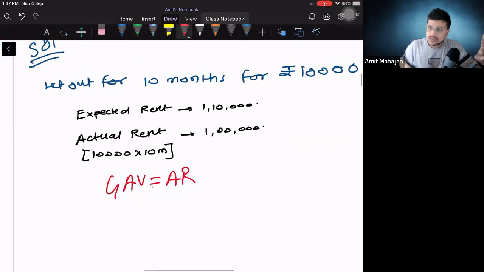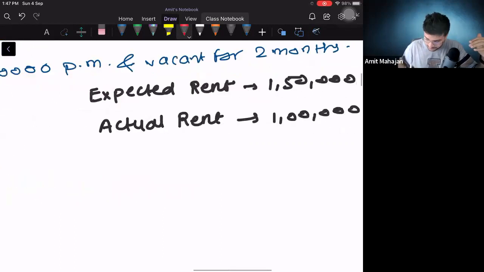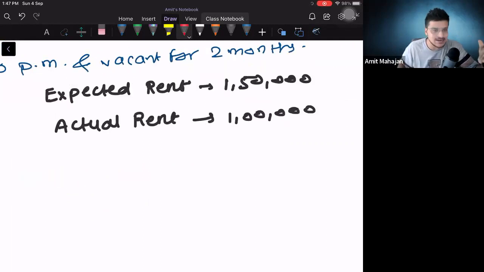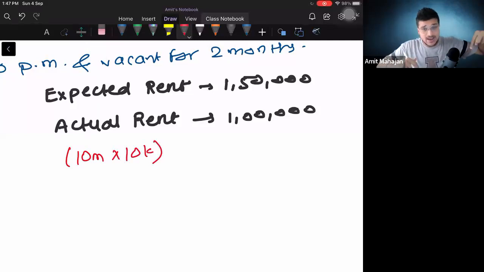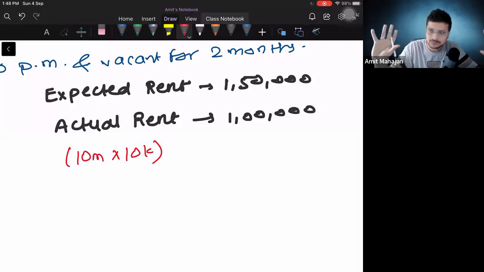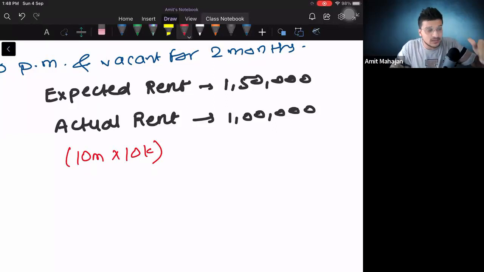Now I'll take one more example to make this thing very clear. If I take this example, expected rent is 1,50,000 and my actual rent, that is for 10 months into 10,000, it is going to be 1 lakh. Okay. Now, if I assume that the property has been given on rent, can I say my maximum actual rent is going to be 1,20,000? But can I say it is still less than expected rent? So can I say this, that my actual rent here is lower than the expected rent, not only due to vacancy?